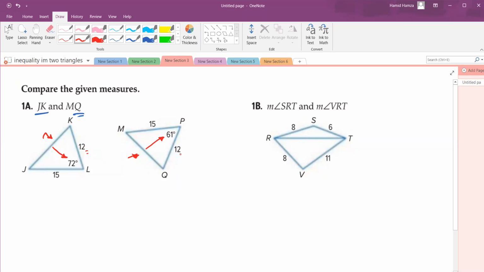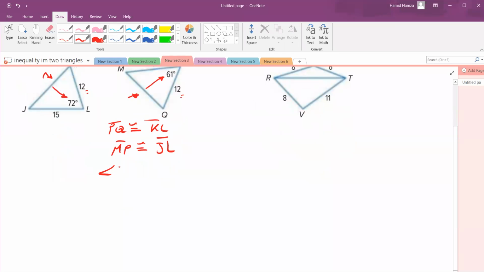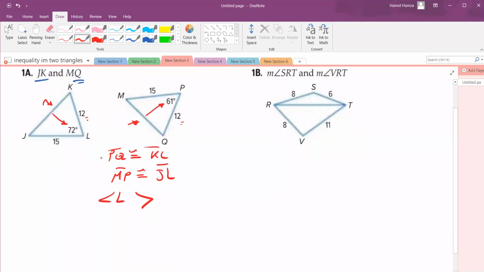Both of them are 12. Okay, so PQ is congruent to KL, and MP congruent to JL. Okay, guys, so these are congruent. And angle L is greater than. So this is why I compare, guys. This is the condition. Two sides congruent, and the measure of angle L is greater than the measure of angle P.